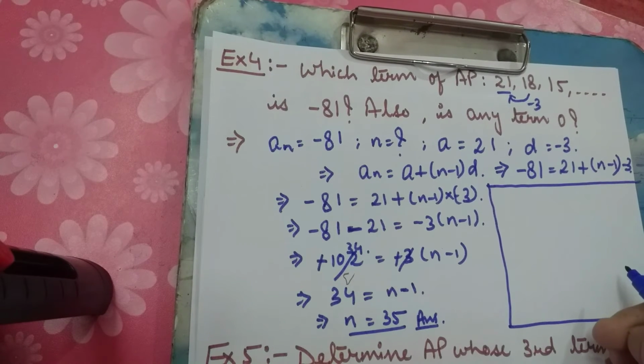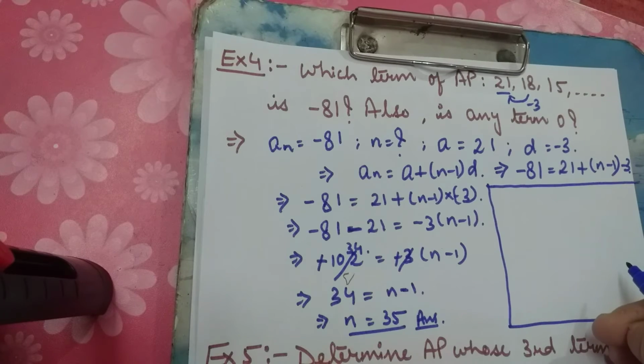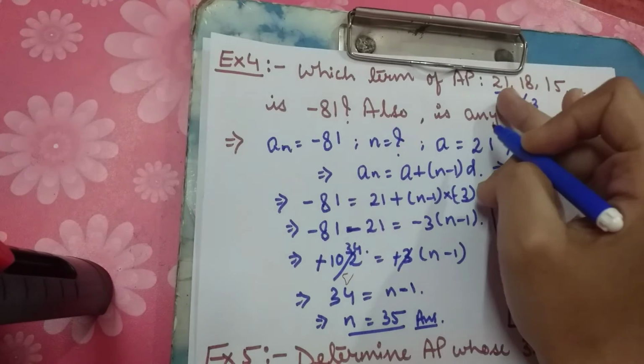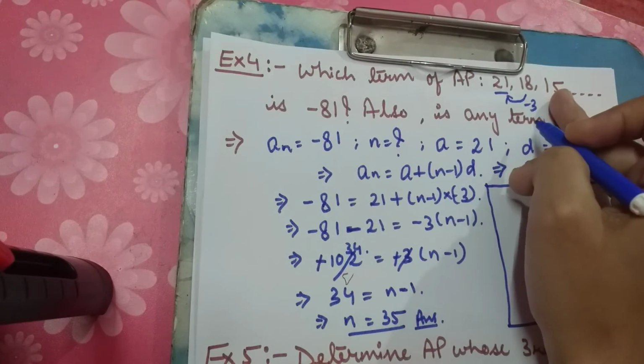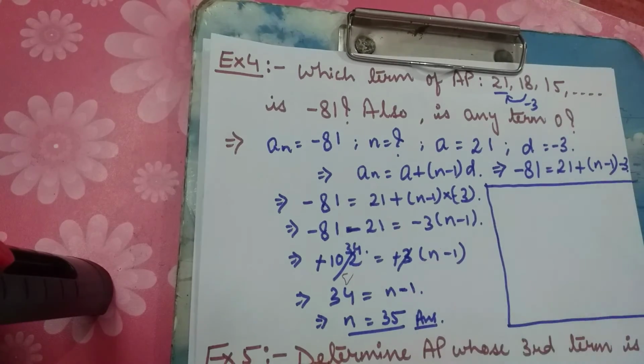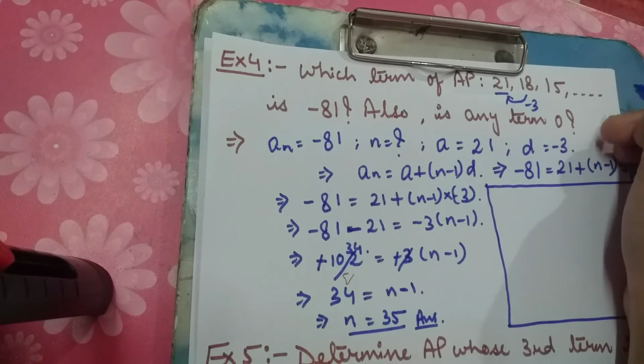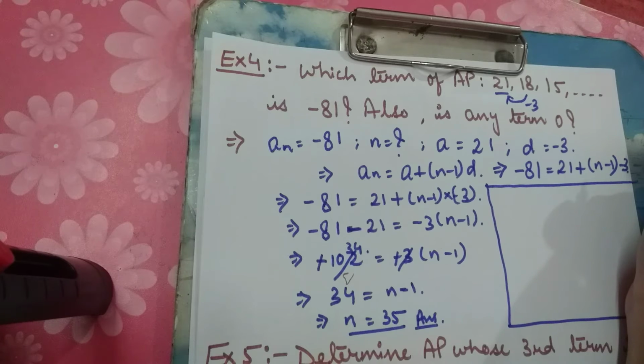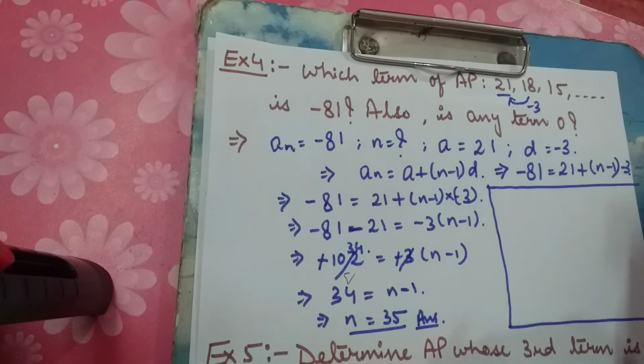Now the second part is asking whether there is any term in this AP series that has the value 0. Further, like 21, 18, 15, when you continue the series, is there any term with the value 0? You have to find this out in this AP series.